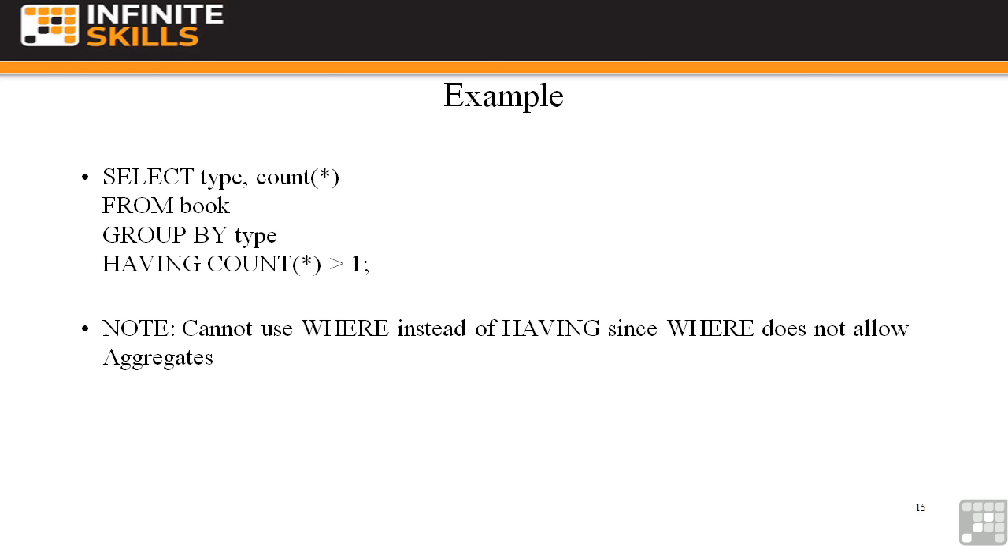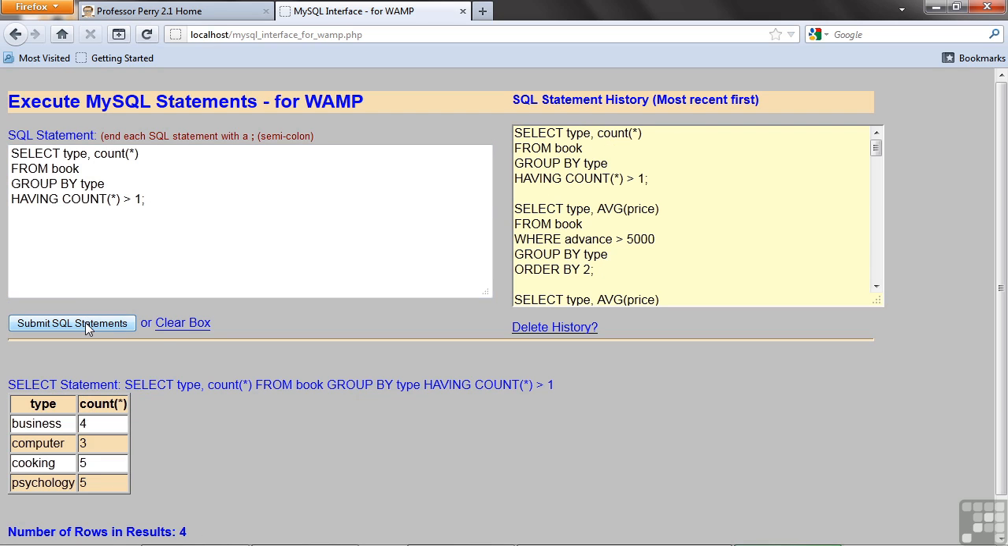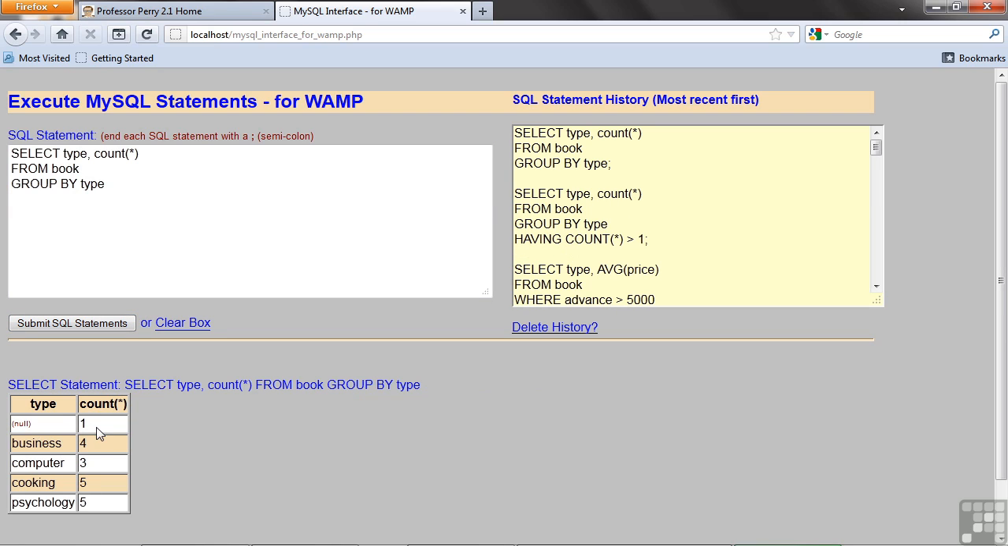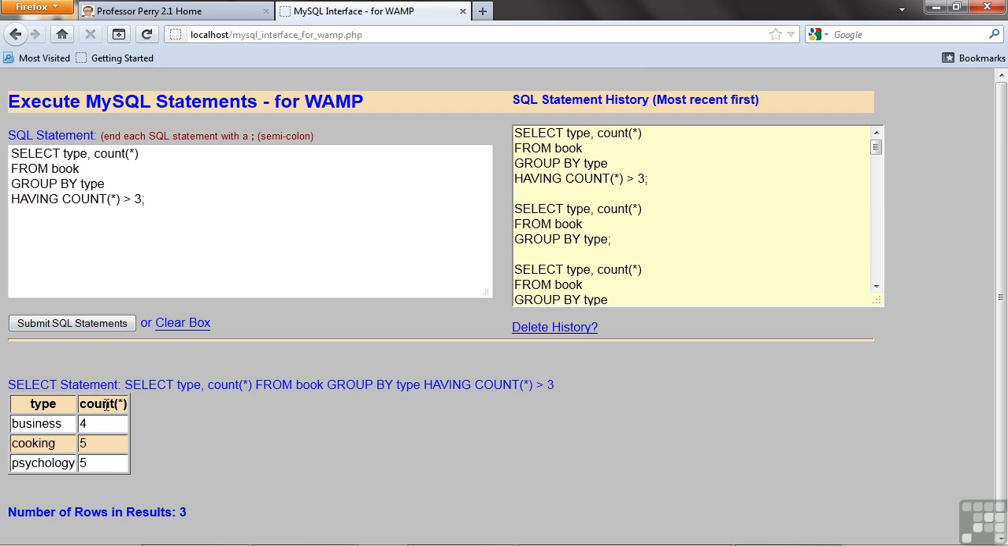Let's go ahead and run this. I've preloaded it here. Run the statement. So here, business is 4, computer 3, and so on. Well, it's clearly more than one. If I take that out and run it again, you can see we had a null group of 1. Say I want to eliminate even more. Say having greater than 3. I want to make sure there's at least 3 books. I'll change it to 3, run it, and now my group count summary information is greater than 3. So here it is. I'm asking a question about the aggregate. That's what having is best used for.